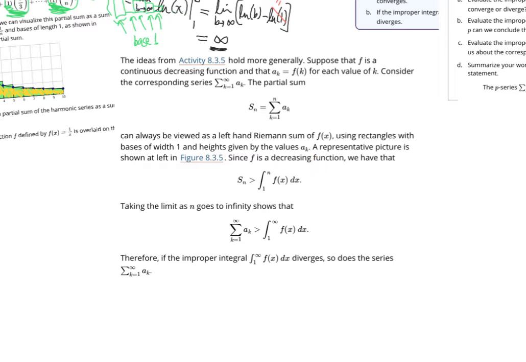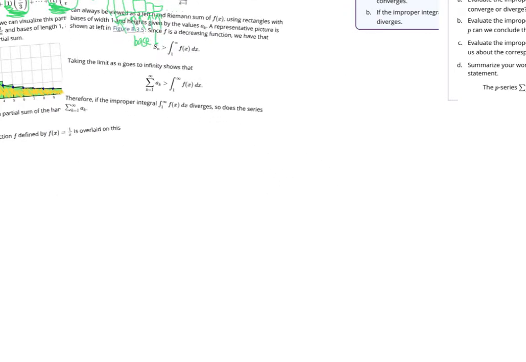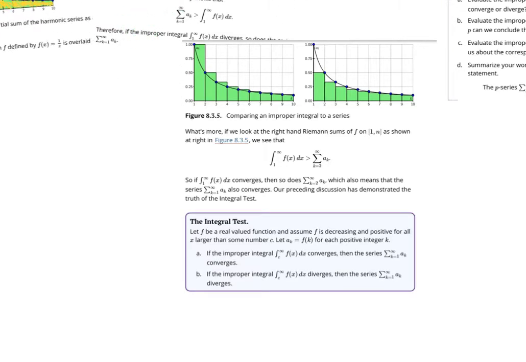Since f is decreasing, we have that the partial sum is going to be bigger than the integral from 1 to n of f of x dx. This is kind of formalizing with math notation the observations we made in the previous activity. When we let n go to infinity, this relationship will still hold. So if the improper integral diverges, so does the series with the related terms.